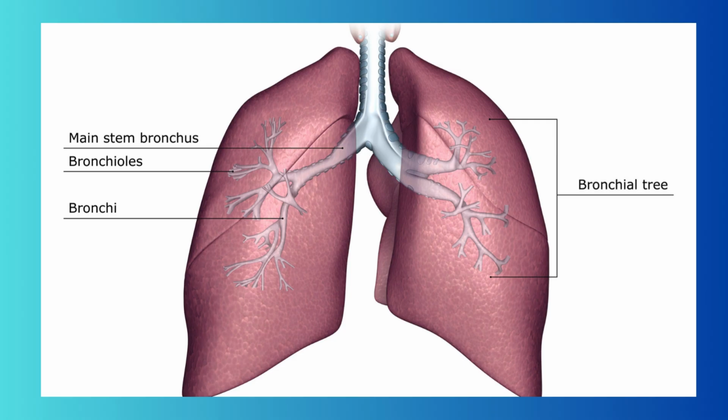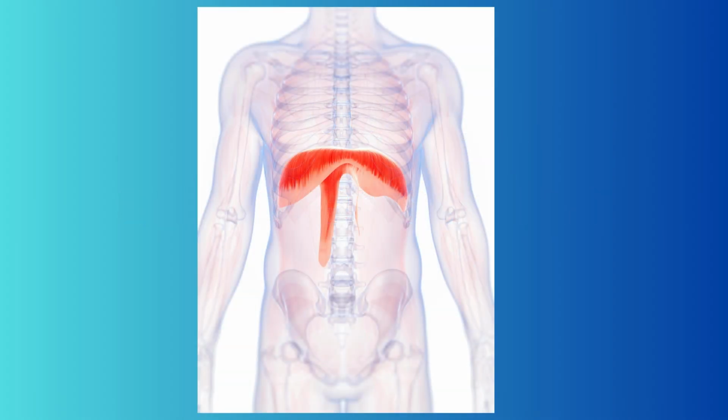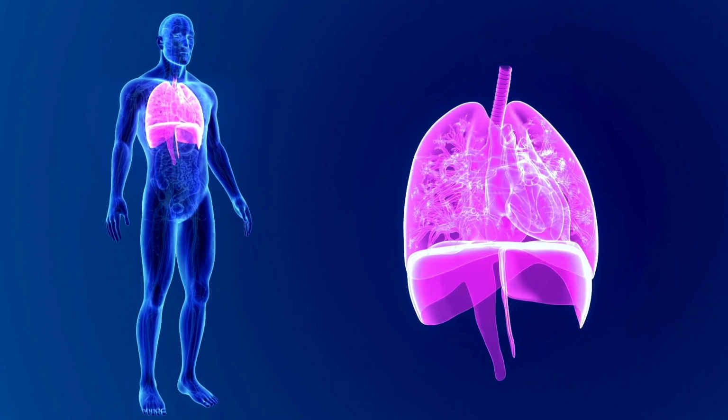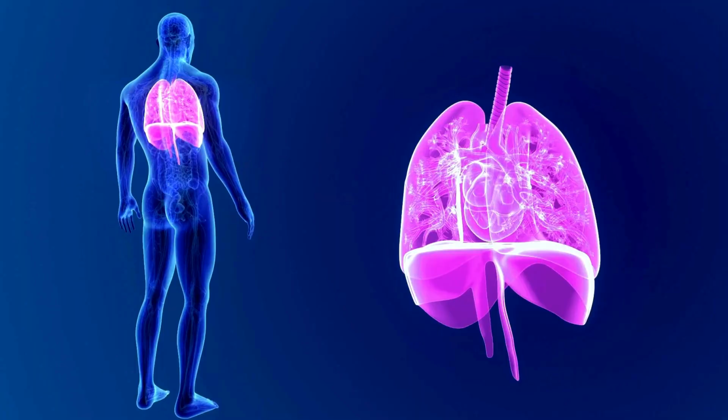A writer has stated that if the air cells of the lungs were spread out over an unbroken surface, they would cover an area of 14,000 feet. The air is drawn into the lungs by the action of the diaphragm, a great, strong, flat, sheet-like muscle stretched across the chest, separating the chest box from the abdomen.